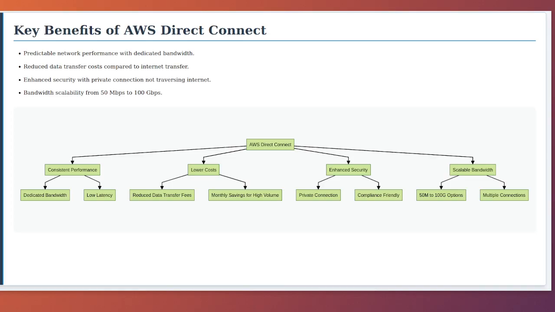Bandwidth scalability gives you the flexibility to start small and grow as your needs increase. You can begin with a 1 gigabit connection and later upgrade to 10 gigabits or even 100 gigabits. You can also establish multiple connections for even greater bandwidth or redundancy. This scalability ensures that your network infrastructure can grow alongside your business without requiring a complete redesign.